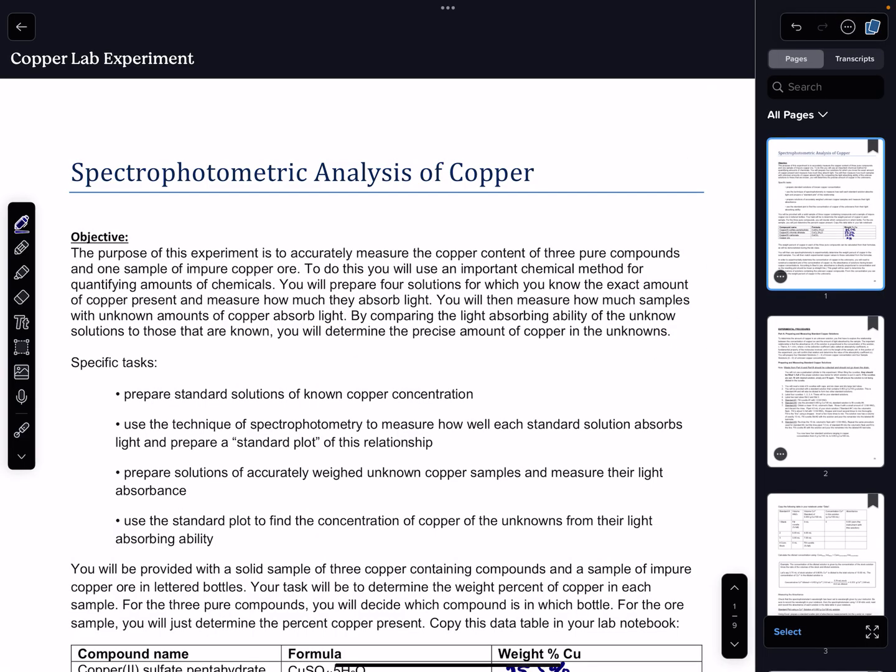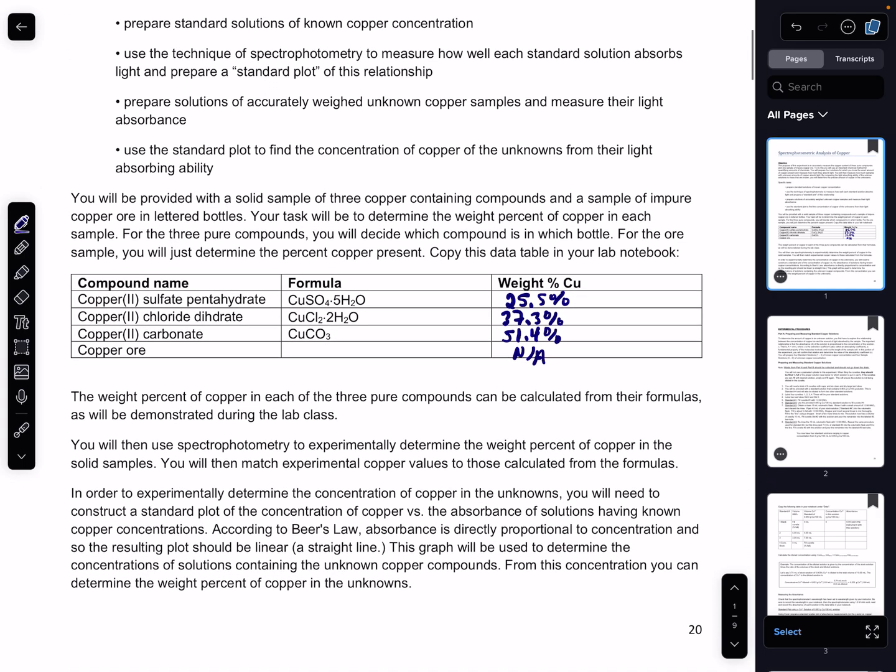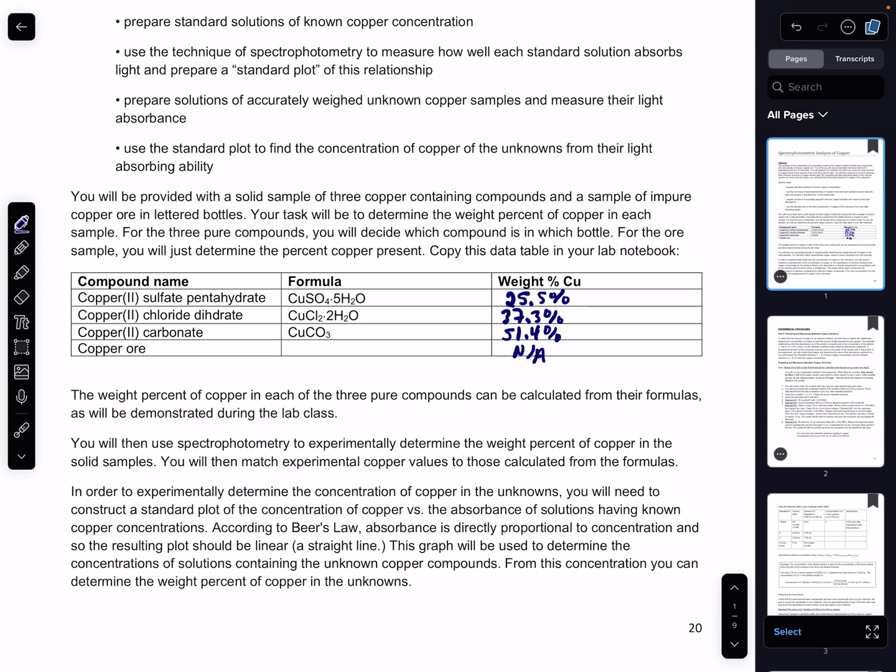This is a recording on how to do calculations for the spectrophotometric analysis of copper experiment. And to remind you, there are three unknown compounds for which you have solids, where you can calculate from their formulas the weight percent of those compounds. And you can do that there.